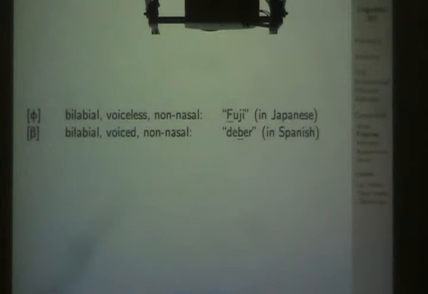And the second of these sounds is just like the first, but it's voiced. If you're a Spanish speaker, it's the way you probably pronounce the sound that comes in the middle of this word. Deber, ve, ve, ve. It's just like fa, but it's voiced. These are the transcription symbols, both from the Greek alphabet. This is a phi, and this is a lowercase beta.